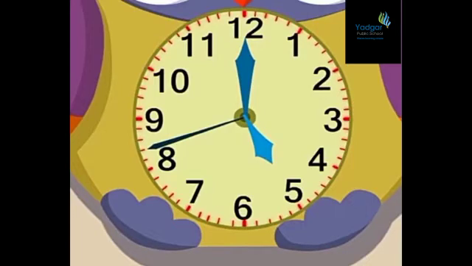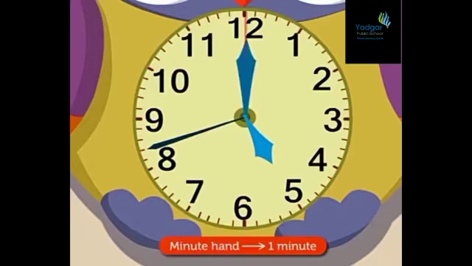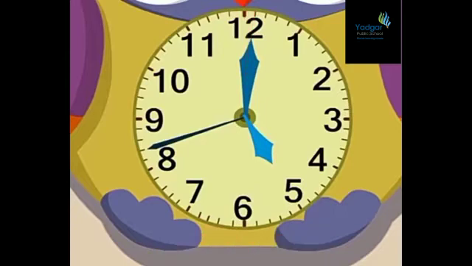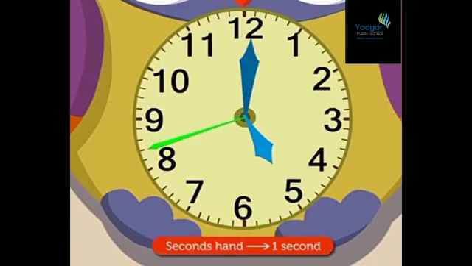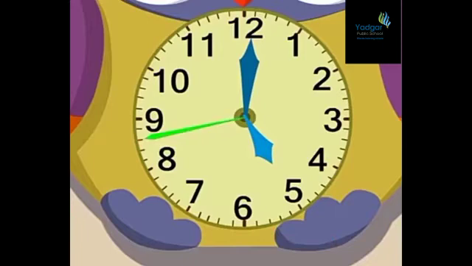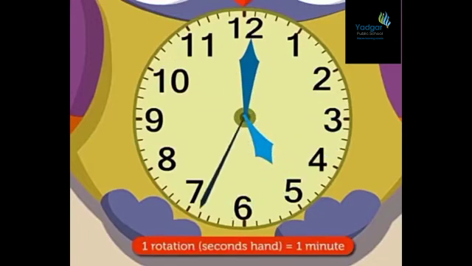There are 60 markings around the face of the clock. These markings tell us the time in minutes and seconds. The minute hand moves from one such marking to another every minute. It completes one rotation in 1 hour. The seconds hand moves from one marking to another every second. It completes one rotation in 1 minute.